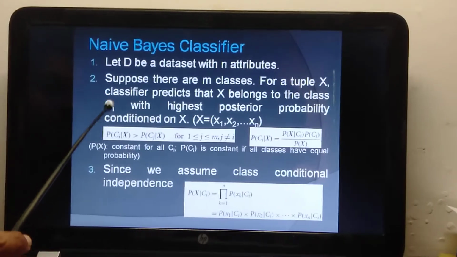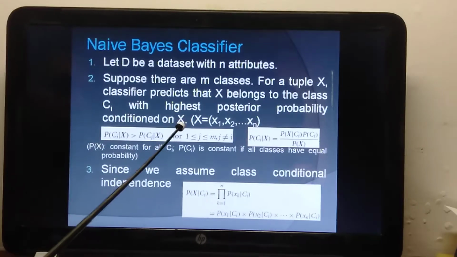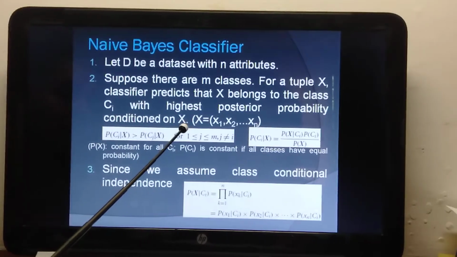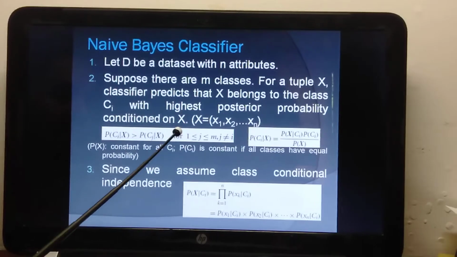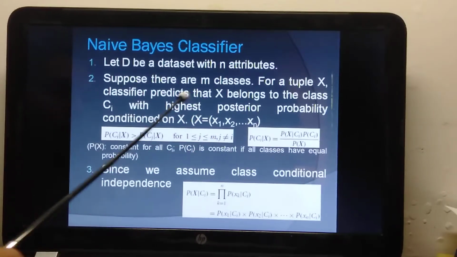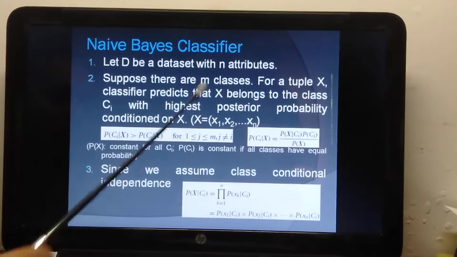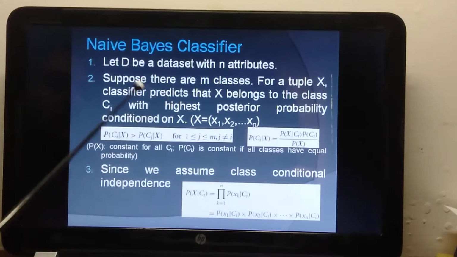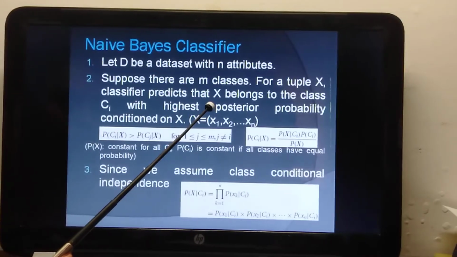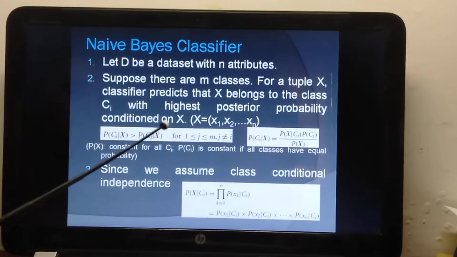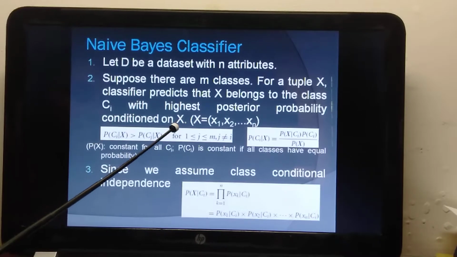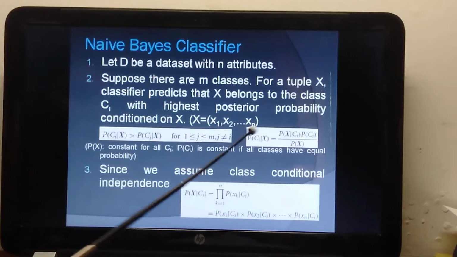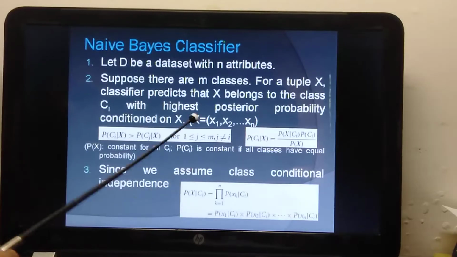So we will have C1 and C2. To classify a particular X, we will find the probability of X given yes, and the probability of X given no. Whichever is greater, that is the class to which we will predict the X value. Now, supposing X is not a single value, X has n attributes. In our case, we have 4 attributes.